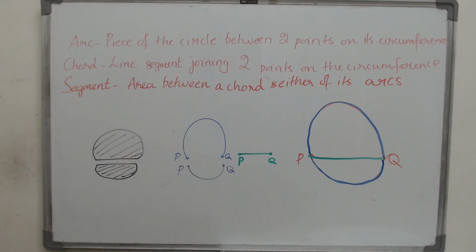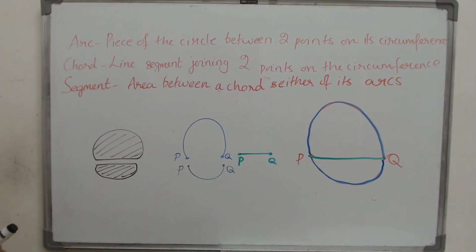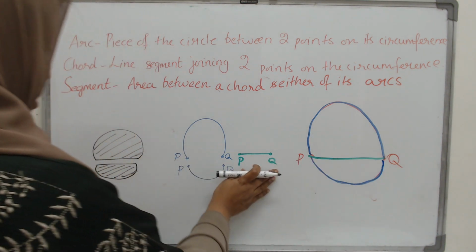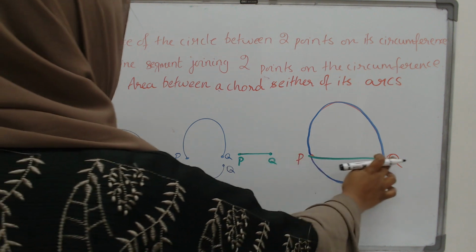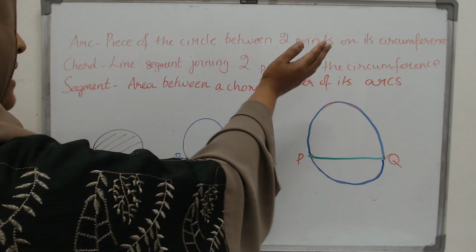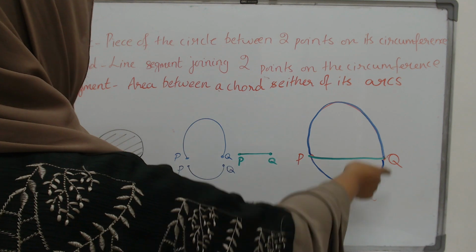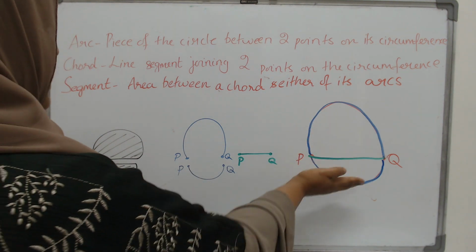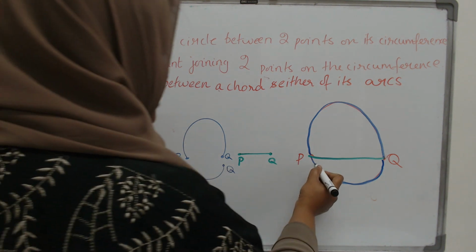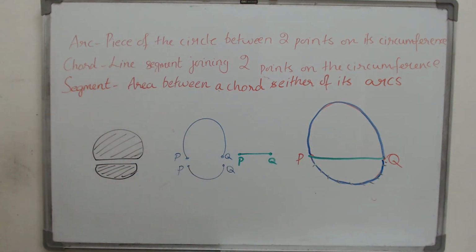Now the third and last term that we are going to learn today is a segment. What is a segment? It is the area between a chord and either of its arcs. What is a chord? I have drawn it here. This is your chord. I have drawn it in green. So this line here is your chord. What does it do? It separates your circle into 2 arcs. Here you can see one is minor and the other is major. So it has separated it into 2 different arcs. What is an arc? It is just a piece of a circle. Here it has separated it into 2 different pieces.